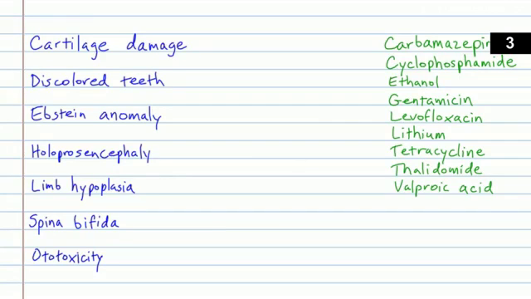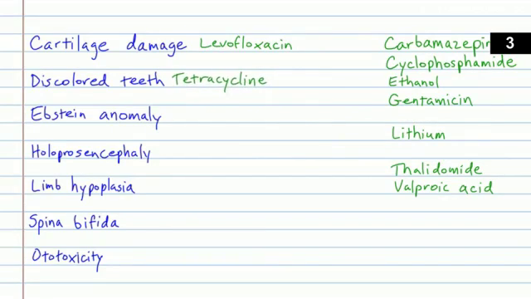Now, don't get lazy and just watch me do it. It's really helpful to go through the effort to write these down because it's going to force you to process this stuff using a different part of your brain. So the first one, we have cartilage damage. That's caused by levofloxacin potentially. Remember, fluoroquinolones hurt the bones. Discolored teeth can be seen with tetracyclines.